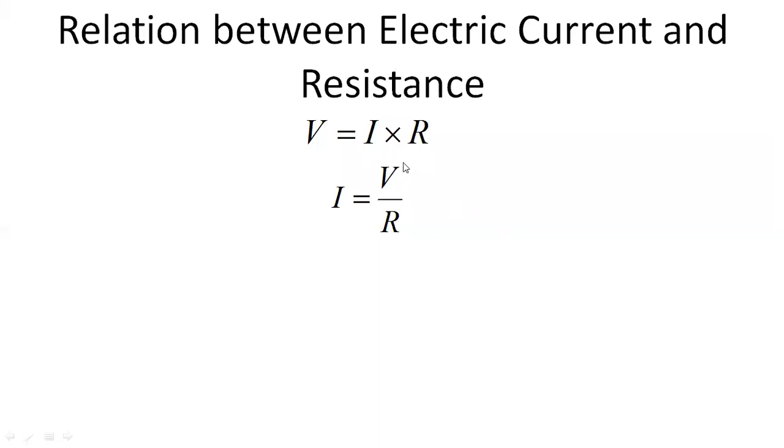Now, this V is dependent on the battery. I told you already, V is the unit for what? Potential difference. And this value will be very much constant for a battery. For example, you might be using a battery of 5 volt, you might be using a battery of 8 volts. That value is not going to change.